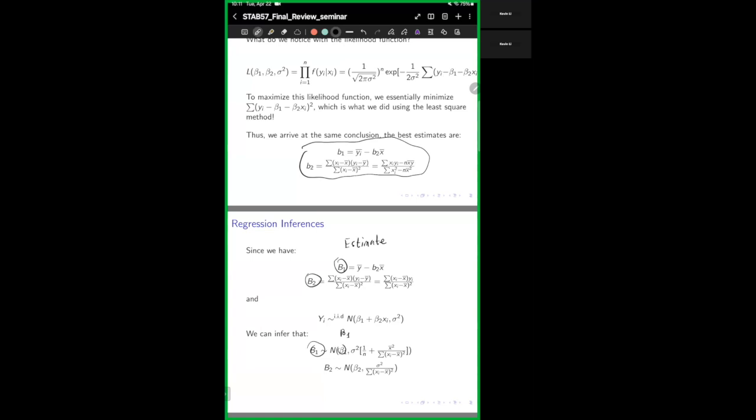And b2 in this case is distributed normal with beta2 as the true value, which is what we expect, and the variance is sigma squared over the sum of (xi minus x bar) squared.